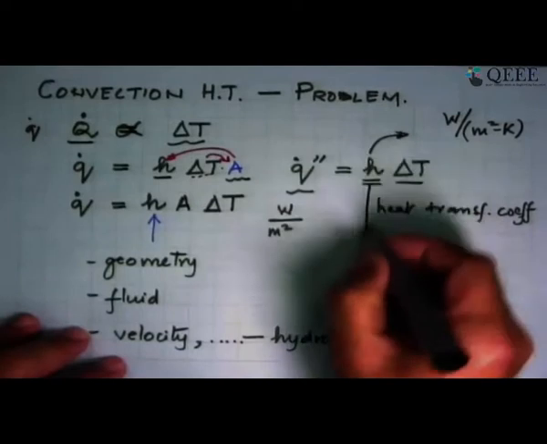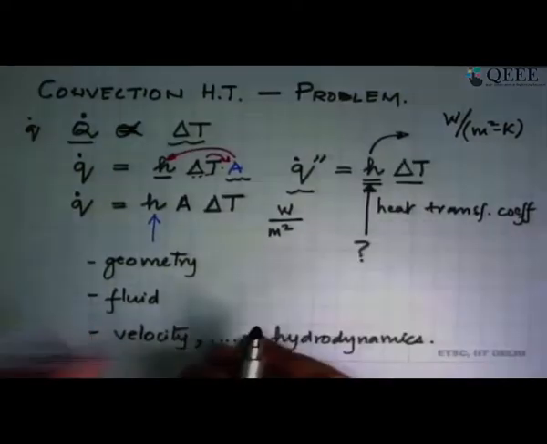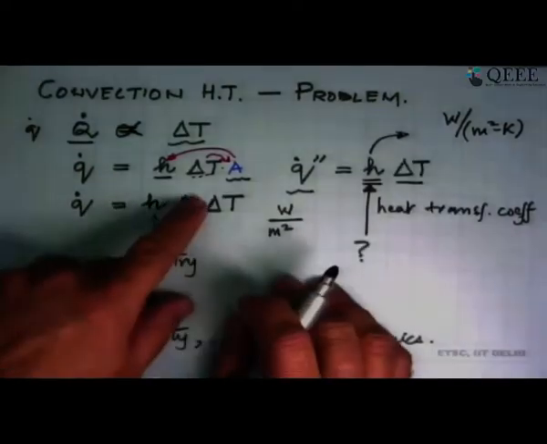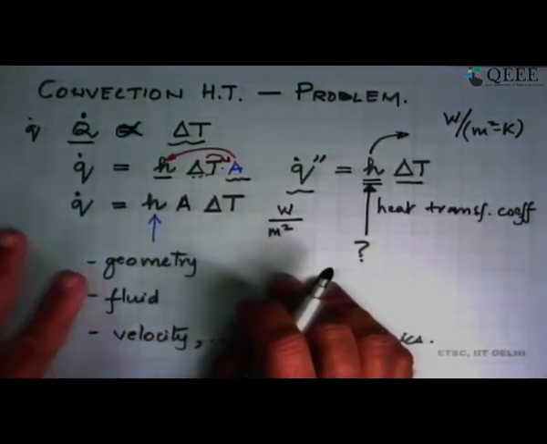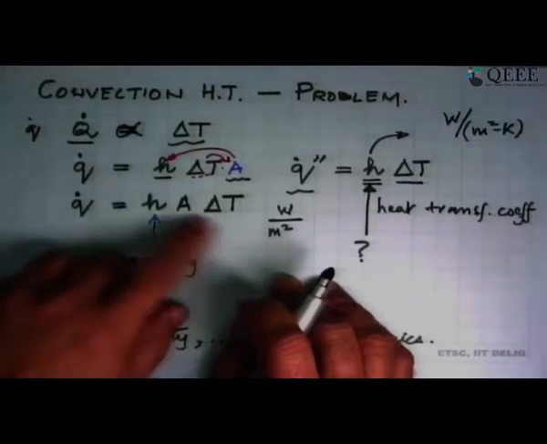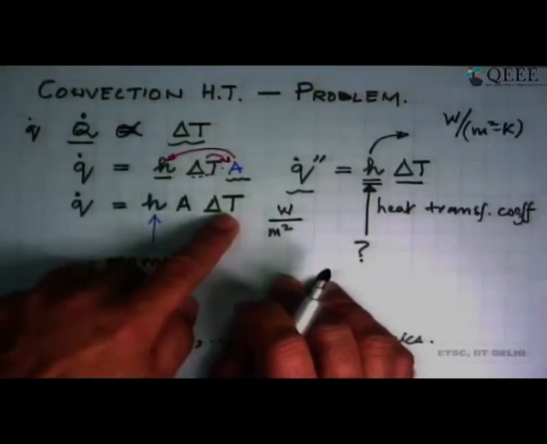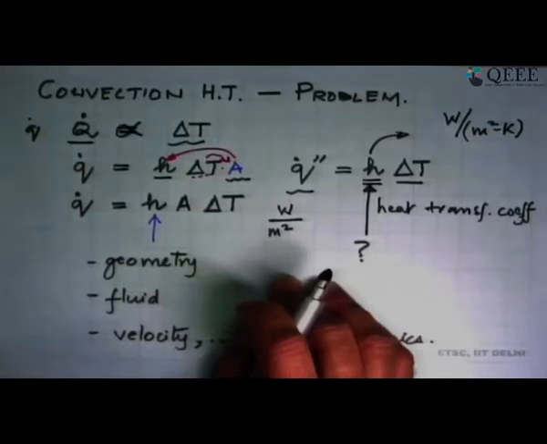Now, very simply, the problem boils down to this. How do we get the value of h? Let's take the example of the motorcycle cylinder. A will be the total area of the outside surface, including the fins and the cylinder and everything else, nuts and bolts which are there on it. Delta T will be the temperature of the fin and the temperature of the air, the difference between them.